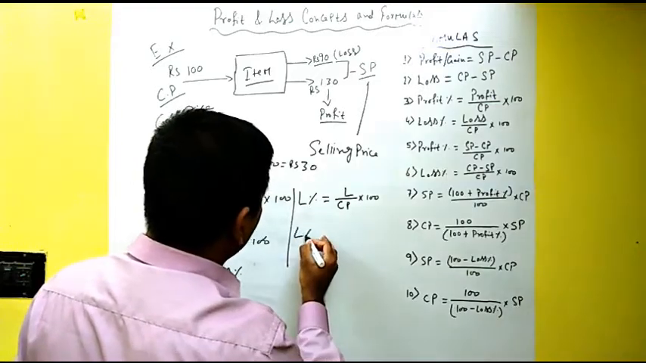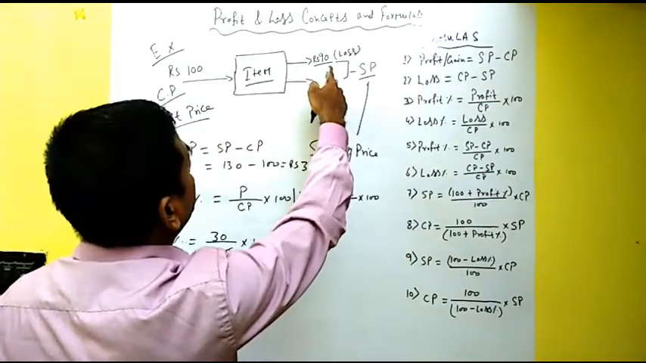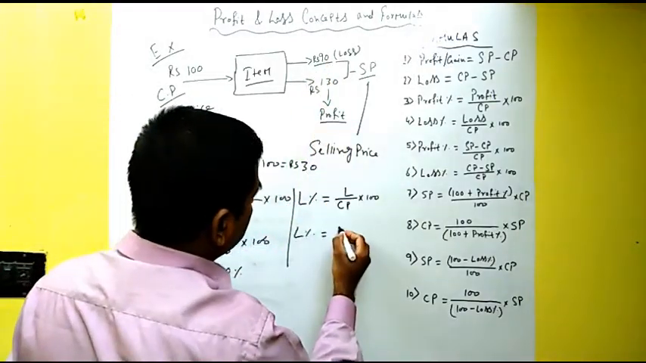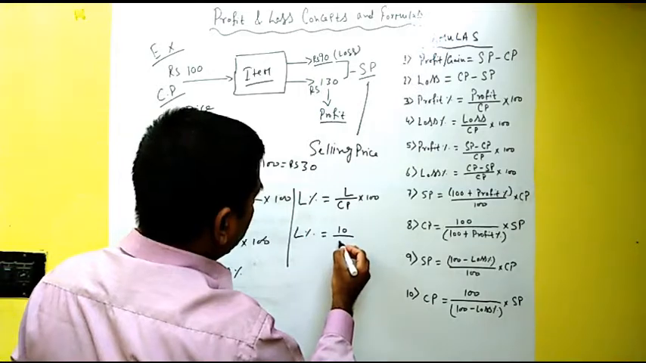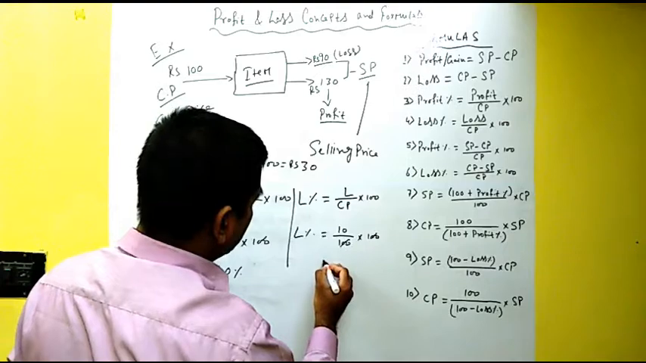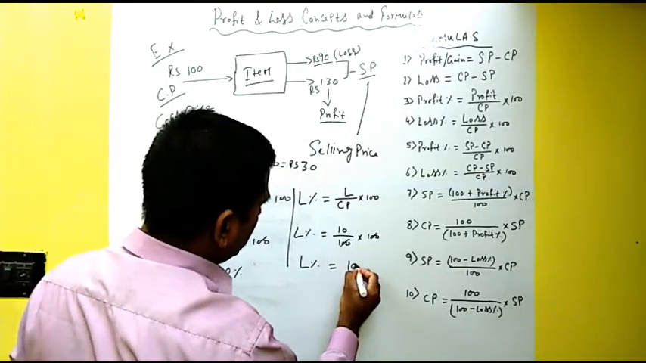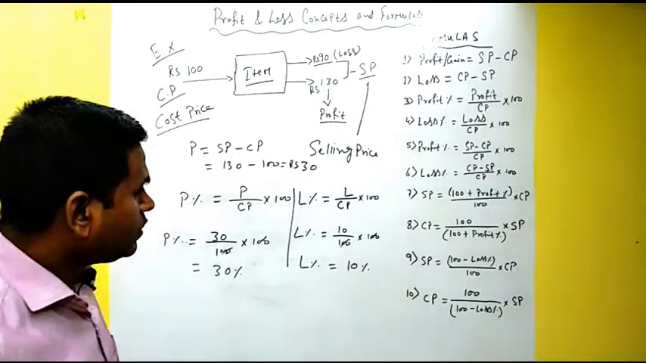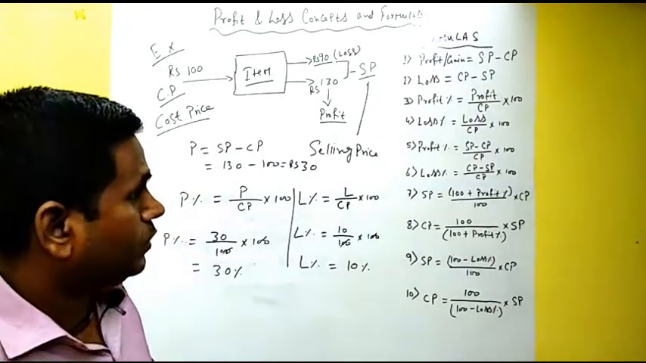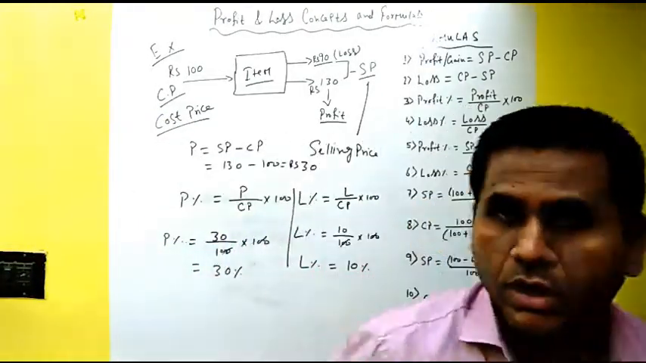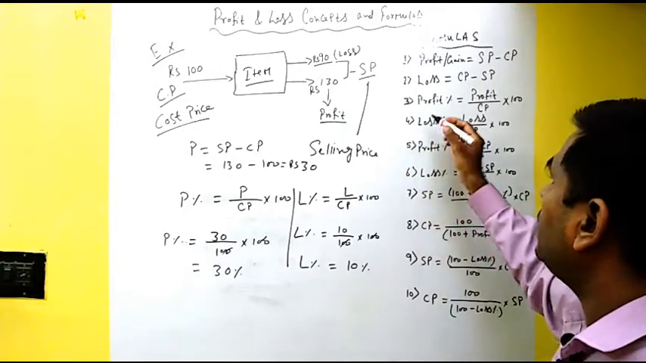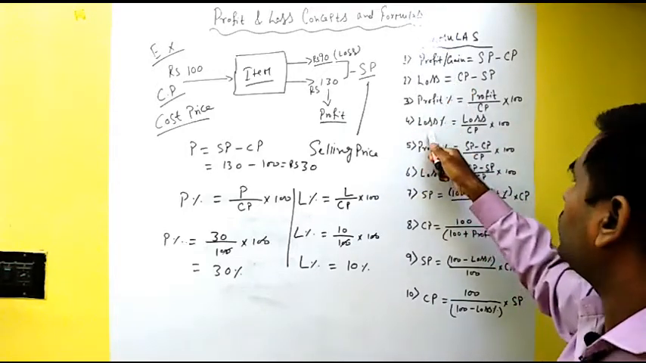So let's calculate loss percent now. Loss is 10 rupees, right? 100 rupees is cost price, selling price is 90, so loss is 10 rupees. 10 upon CP, which is 100, multiplied with 100. So the 100 cancels, and loss percent is 10%. This is how we calculate profit percent as well as loss percentage. So we have covered till the fourth formula: profit, loss, profit percent and loss percent.